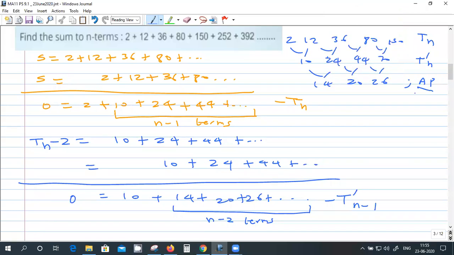So in this case, after the second difference, you're getting AP. Okay. So the first given series, the general term is Tn. And after the first difference, again a series, I'll call its general term T prime n. After taking the second difference, this here will be T prime n minus 1. Okay. So now we know what is T prime n minus 1.